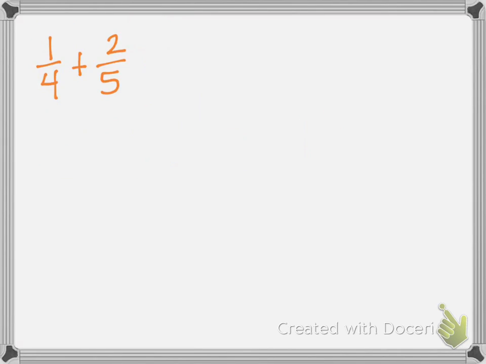Let's try another one. 1/4 plus 2/5. Okay, step 1, find a common denominator of 4 and 5. So let's start with a 5. 5 is not a multiple of 4, so let's go up to 10. 10 is not a multiple of 4. Let's go up to 15.